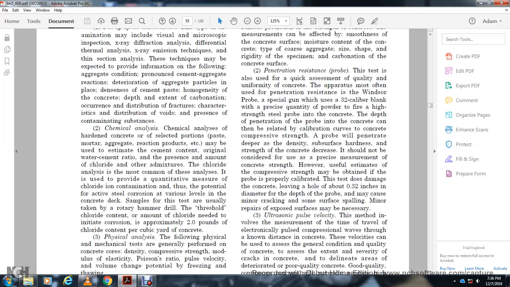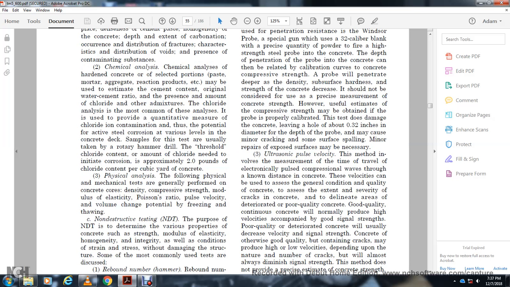Physical and mechanical tests are primarily performed on the concrete for density, compressive strength, modulus of elasticity, Poisson's ratio, pulse velocity, volume change, and the potential for freezing and thawing.